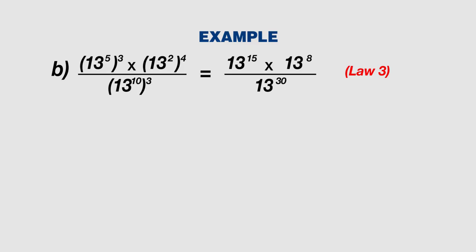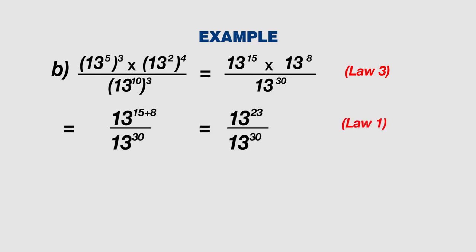Then in the denominator, we'll have 13 raised to the power 30. Now, we will use the multiplication law for the numerator. And then finally, we'll use the division law. So that gives us 13 raised to the power 15 plus 8 divided by 13 raised to the power 30. And that will be equal to 13^23 divided by 13^30.